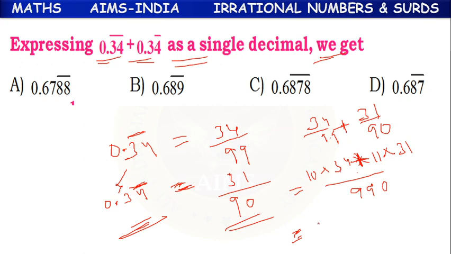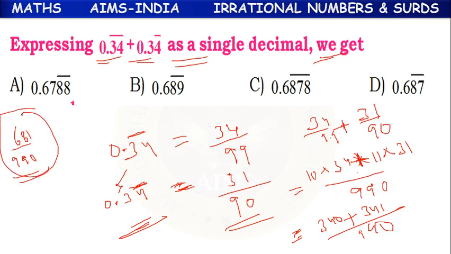10 into 34, 340. 11 into 31, how much we will get? 11 1 is 11, 11 3 times 33, so 341. 340 plus 341 is 681, so 681 by 990. So if you divide, its value will be 0.687 bar. If you cross-check, divide and cross-check, its value will be equal to D.